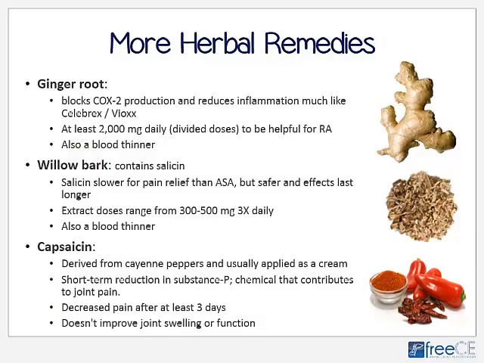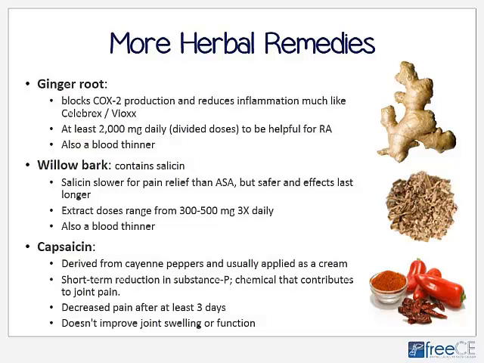Other decent herbs for RA and other types of arthritis include ginger root, willow bark, and capsaicin. Ginger root acts like a COX-2 inhibitor, much like Celebrex or the old Vioxx did. You're looking at least 2,000 milligrams daily in divided doses to be helpful for RA. It also has blood-thinning properties. Willow bark contains salicin, and of course this was used in the late 1800s to make acetylsalicylic acid, otherwise known as aspirin. It works a little slower for pain relief than ASA, but it's safer and lasts longer. You're looking at 300 to 500 milligrams 3 times daily for RA, and of course it's a blood thinner.